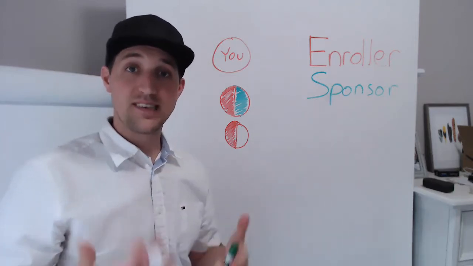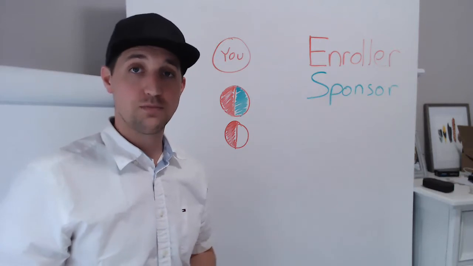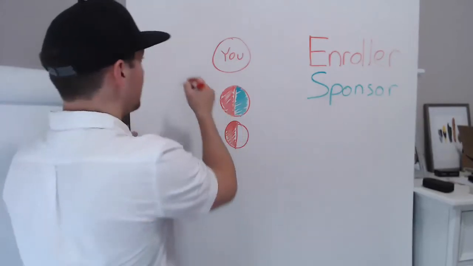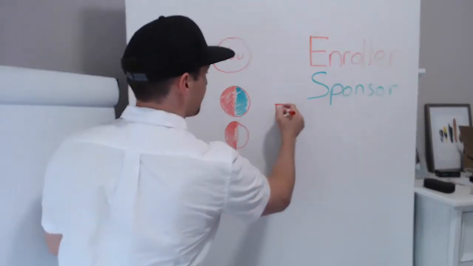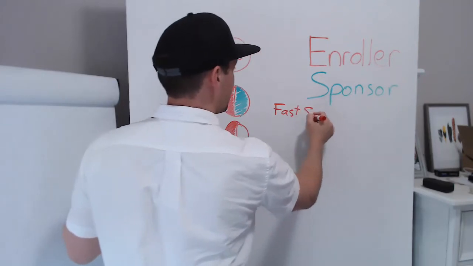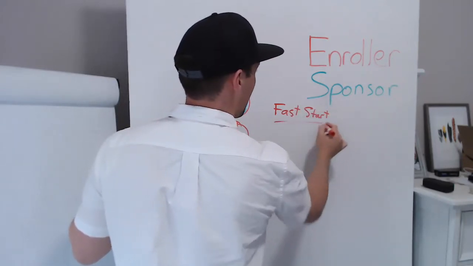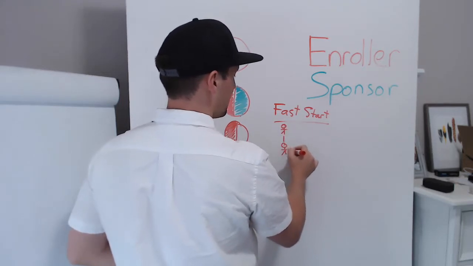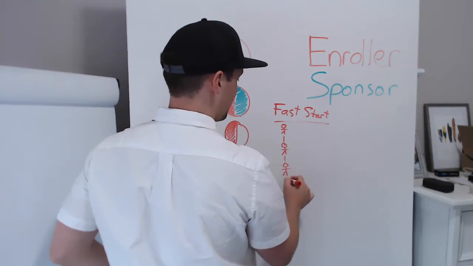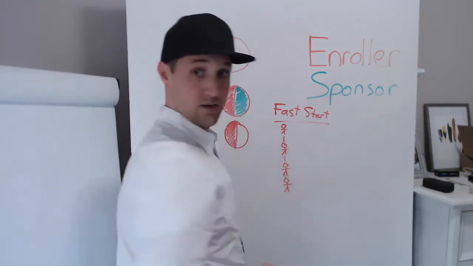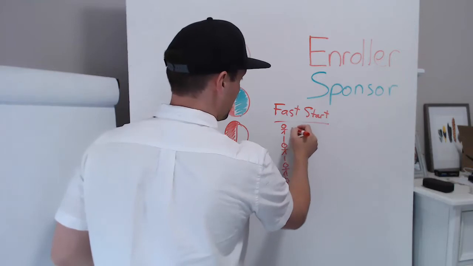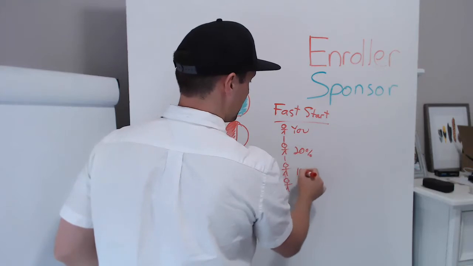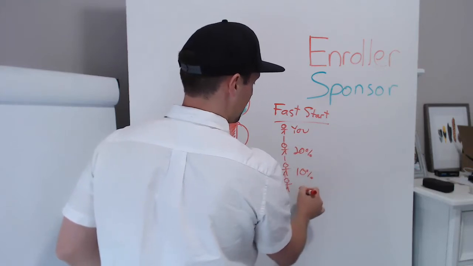Okay. Now, let's break down. I want to get into the compensation plan and explain which bonuses you earn and how. So first of all, we have the fast start bonus in doTERRA. Fast start. And if you remember from the compensation plan video, doTERRA pays you in 3 levels on this fast start bonus. Okay, so this is you. When you sign up somebody, you get 20%. If they sign up someone, you get 10%. If they sign up someone, you get 5%.